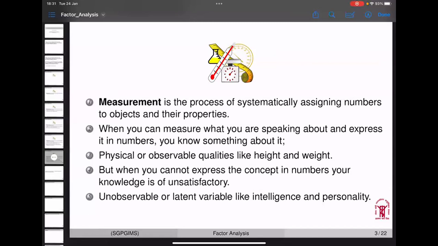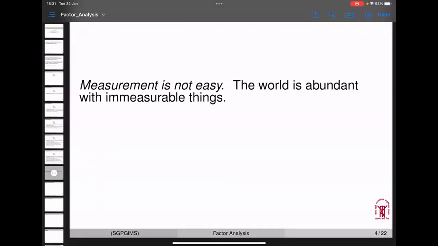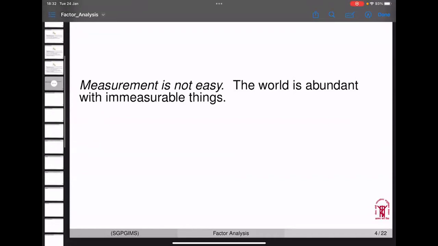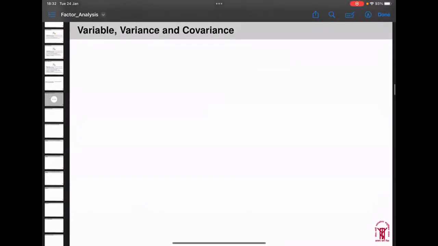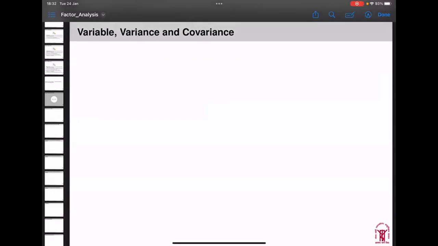So first of all, the IQ level of a person was measured with the help of factor analysis in statistics. The summary is that measurement is not an easy job, and the world is abundant with immeasurable things. That's why we all are doing research, working on how we can do that. So today, factor analysis will help you to measure such unobservable or latent variables which are sitting over there. But before that, I would like to discuss a few concepts which will be used in today's theory session.